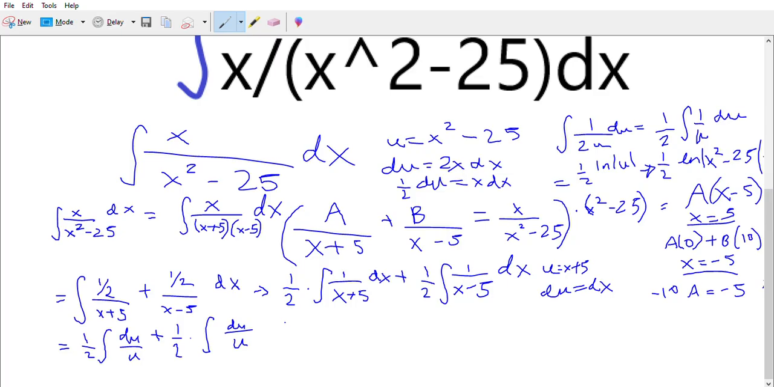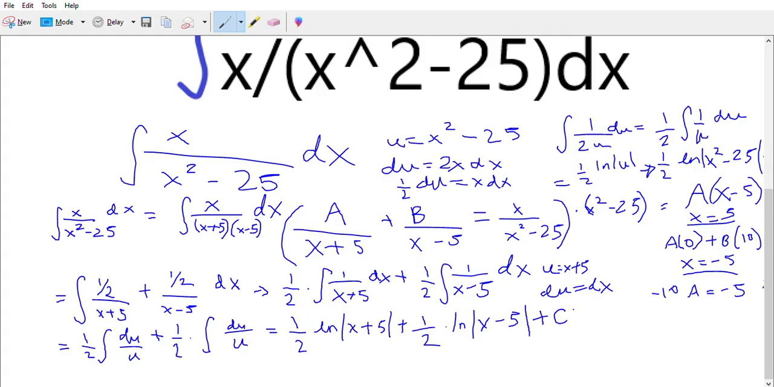Now we know that the integral of 1 over u is ln of u, and u is x plus 5 or x minus 5. So I'm just going to plug it in. So the answer is 1/2 times ln of x plus 5, putting in an absolute value for good measure, plus 1/2 times ln absolute value of x minus 5. And don't forget, at the end, always put the plus c when evaluating an indefinite integral.